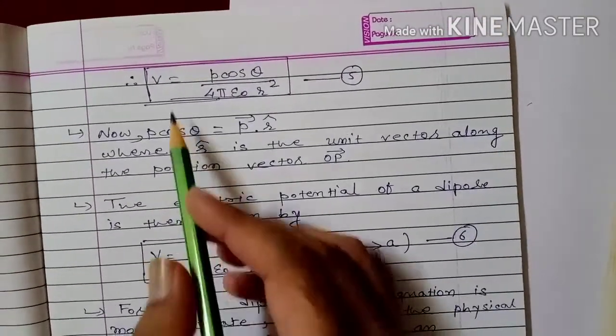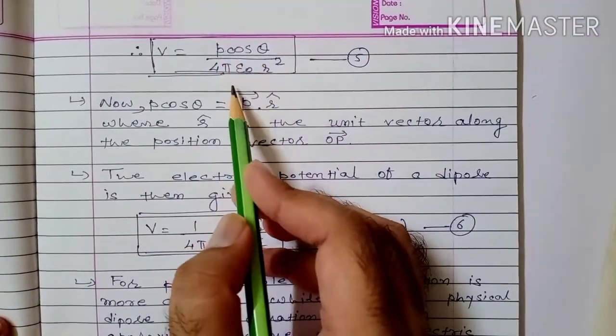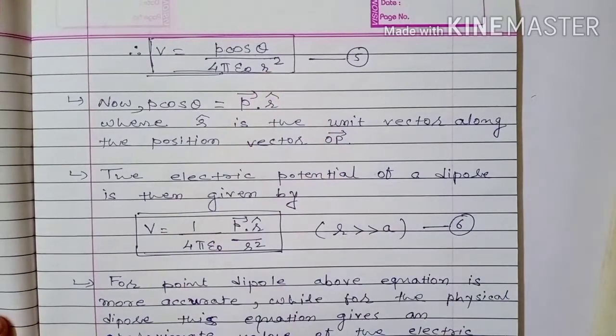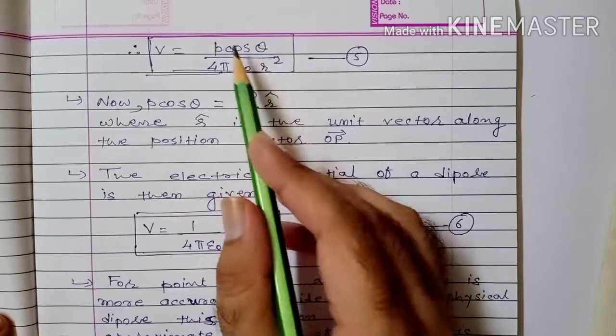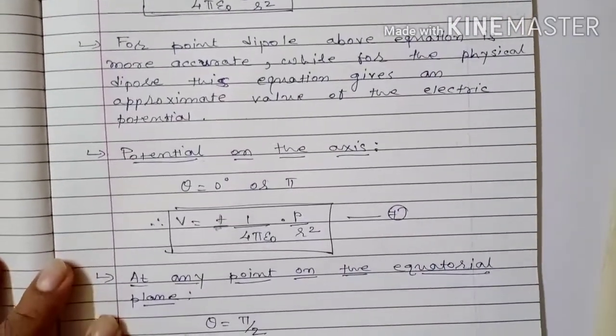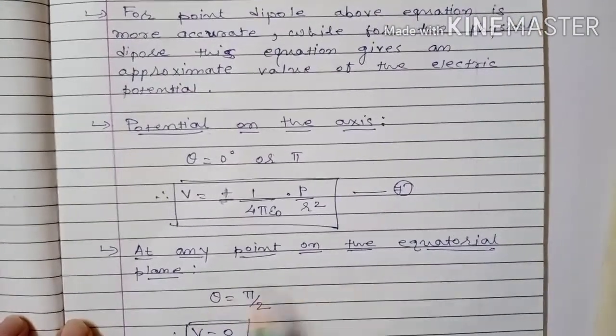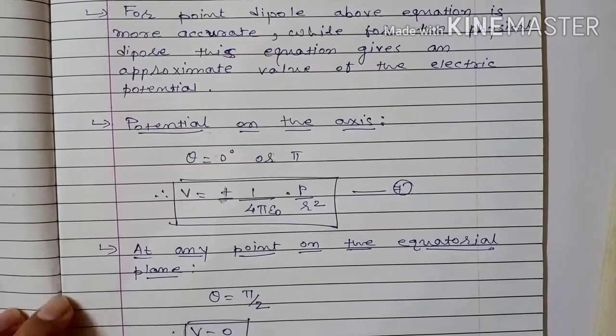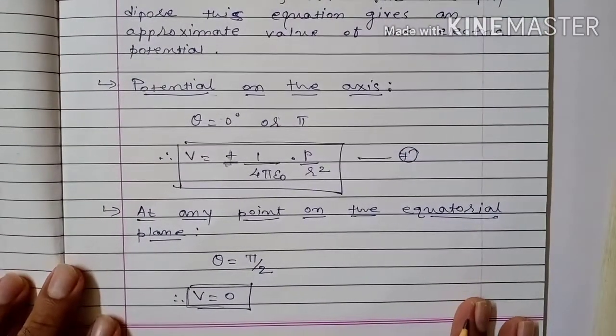So if we substitute theta equal to pi by 2, then V is equal to P cos pi by 2 upon 4 pi epsilon naught into r square. Cos 90 is 0. So 0 into anything is 0. So the electrostatic potential at any point on the equatorial plane will be 0 due to this electric dipole.